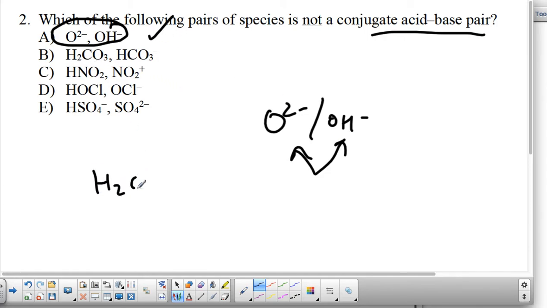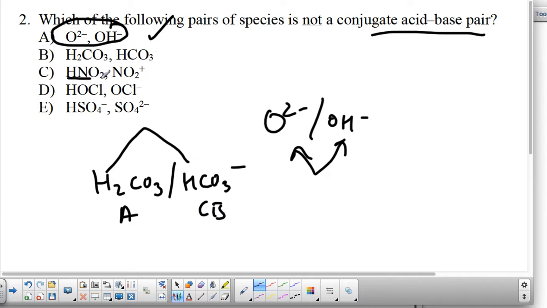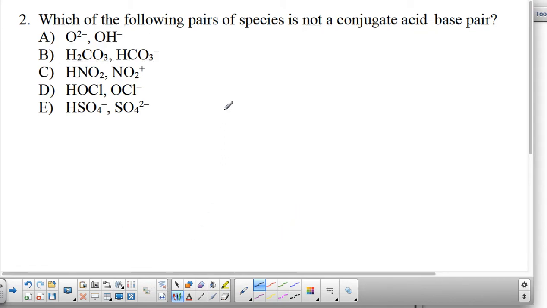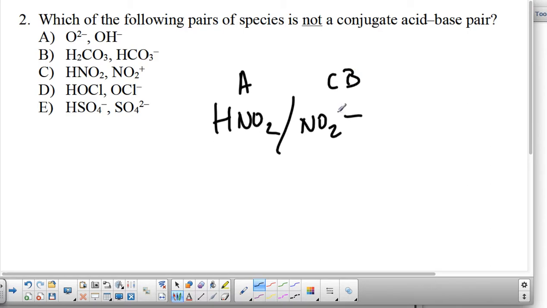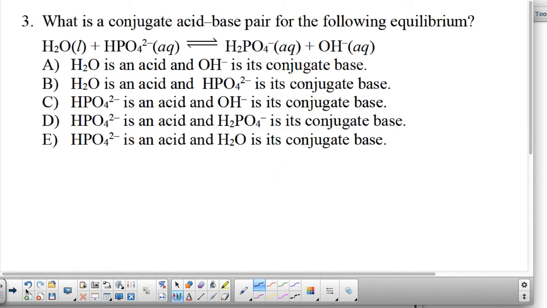If you look at H2CO3 and HCO3 minus, the only difference, this goes from two H's to one, so this would be the acid, that would be the conjugate base. C is the one that is not a conjugate acid-base pair. It's simply because of this. If you look, HNO2, if you remove the H, you end up with NO2 minus. So this is the acid, that would be the conjugate base. So the difference between a conjugate acid and a conjugate base pair is a single H, and make sure the charge reflects that. That's why number 2 is the correct answer.